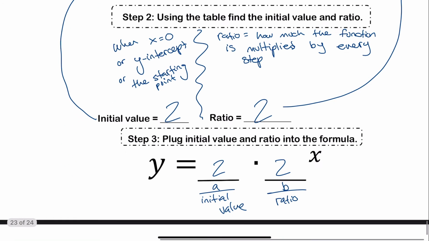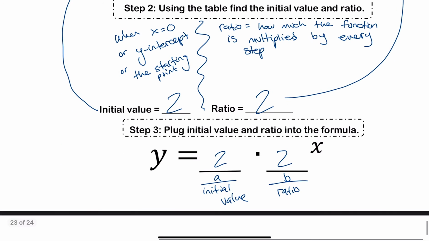All right. And that is our equation. So this is what all of our equations are going to look like. They should have a y equals our initial value times our ratio to the x power.